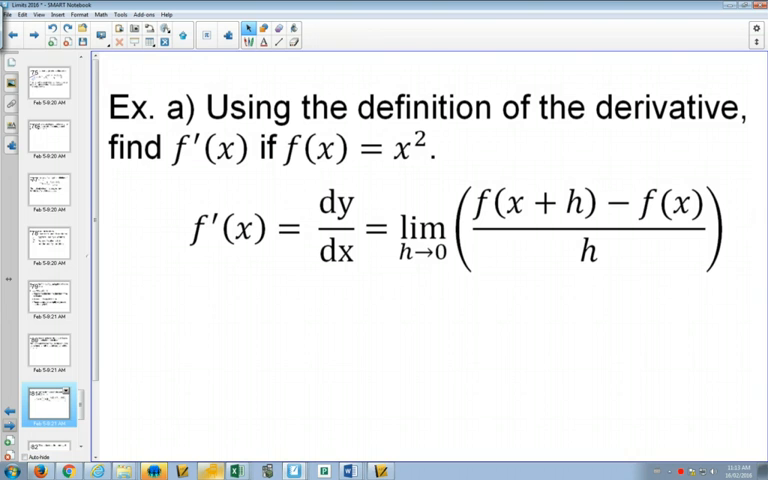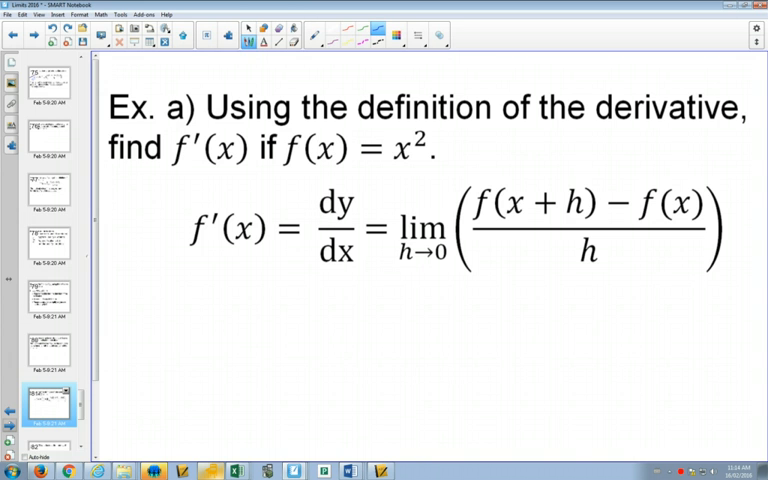So here's our first example. Using the definition of the derivative, we're going to find f prime of x if f of x is equal to x squared. So here's our definition right here. F prime of x. I've also got this other notation here, dy dx. You wouldn't need to show both of those. Just I'm going to try and introduce the different notations and different questions just so you get used to all of them.